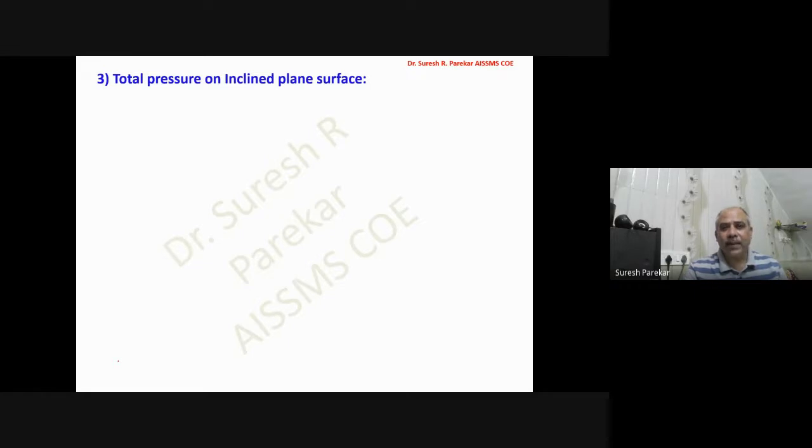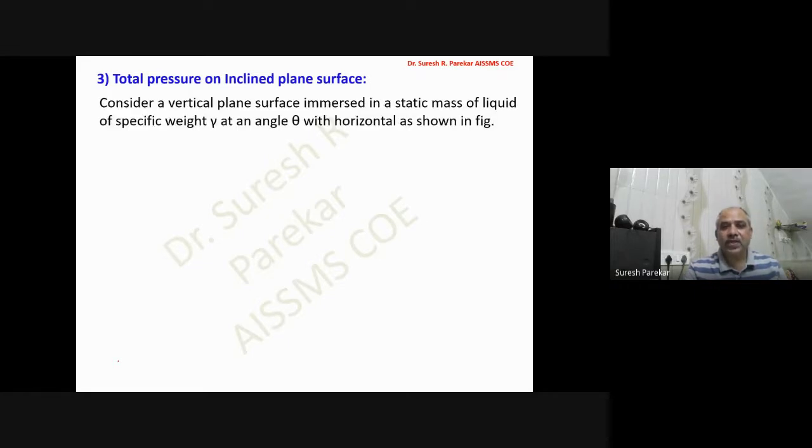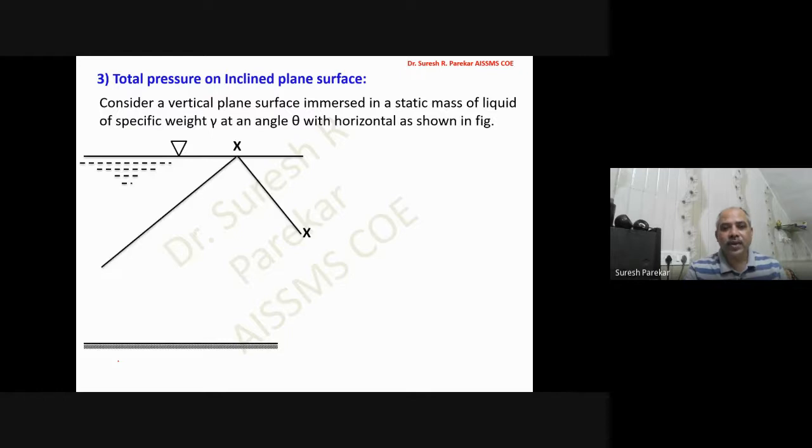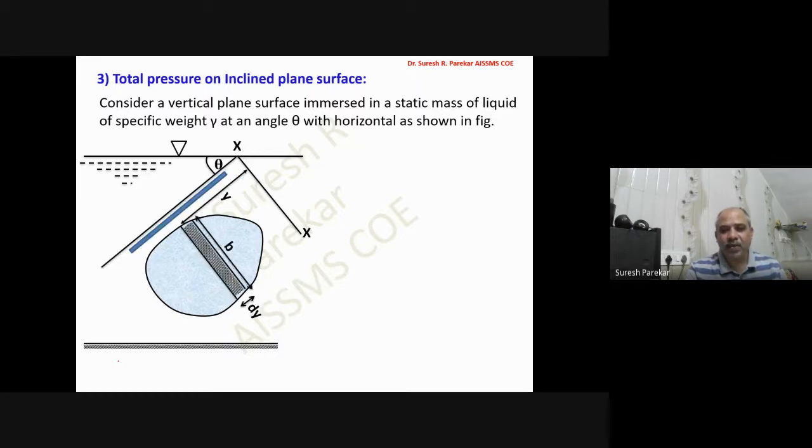Then we have total pressure on an inclined plane surface. So here we are going to consider a vertical plane surface immersed in a static fluid at an angle theta with the horizontal as shown in the figure. So we have this angle theta, and this is our surface. Now in the same way we are going to consider a small dA, and we will go likewise.